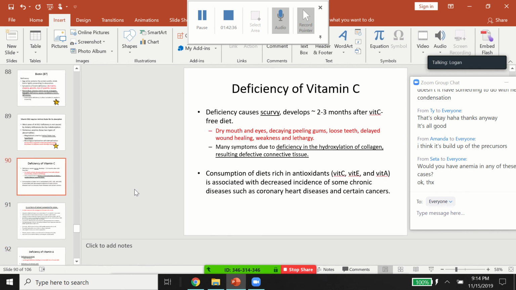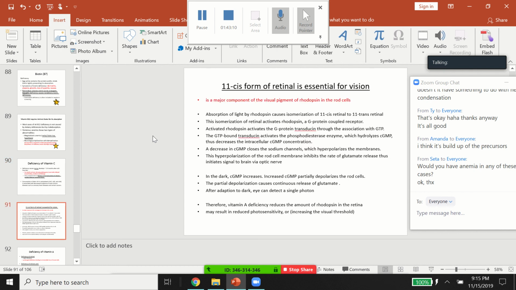Deficiency of vitamin C. What does that cause? Scurvy. I'm sure you guys have probably heard quite a bit about how pirates used to get scurvy because they hadn't had vitamin C in such a long time being out on the seas. So that's why they were prone to having scurvy. So you'd have dry mouth, eyes, decaying gums, loose teeth. Mainly it's dental problems, the way I typically think about it with scurvy. So scurvy is vitamin C deficiency. Know what vitamin C deficiency looks like. That's pretty much what you need to know from this slide.